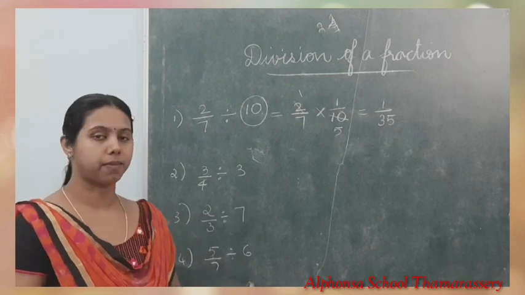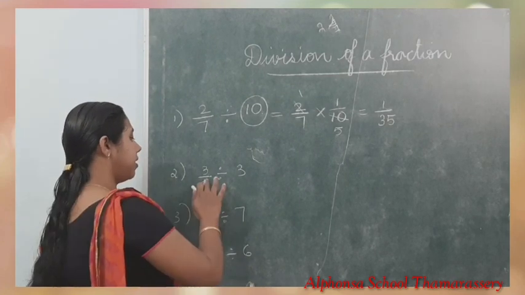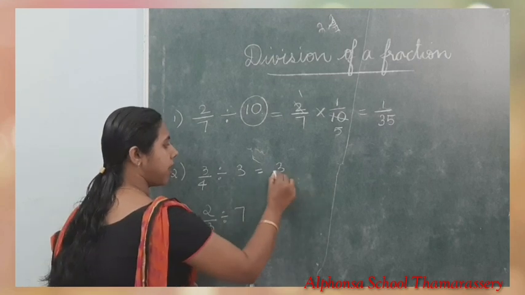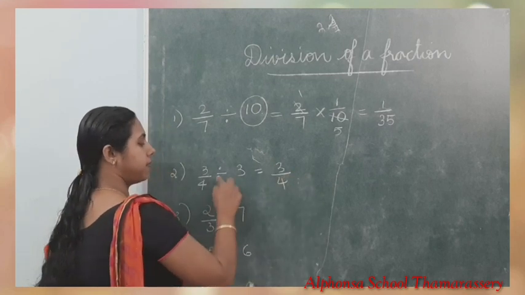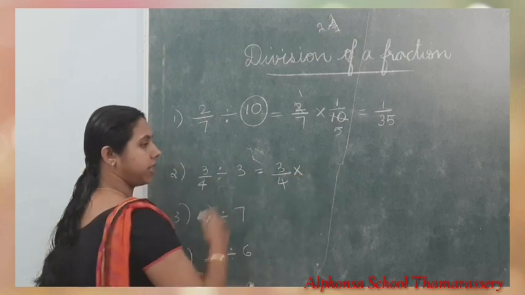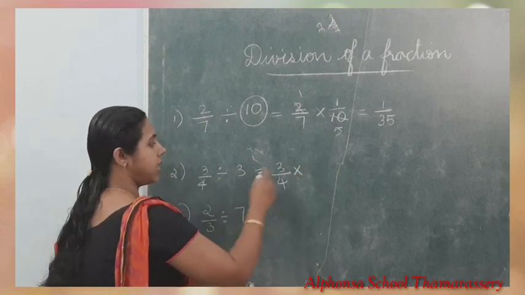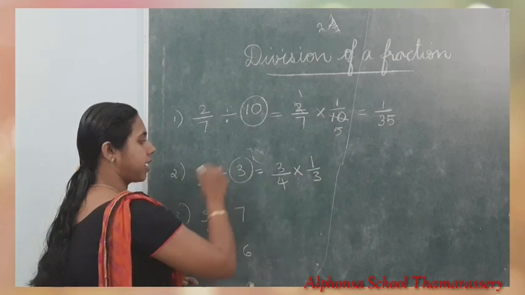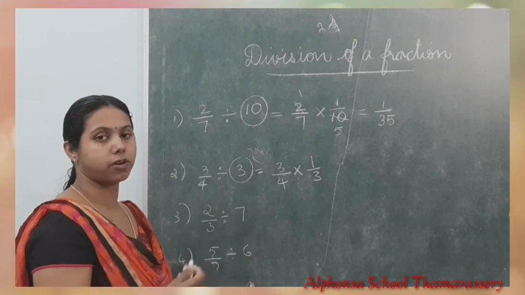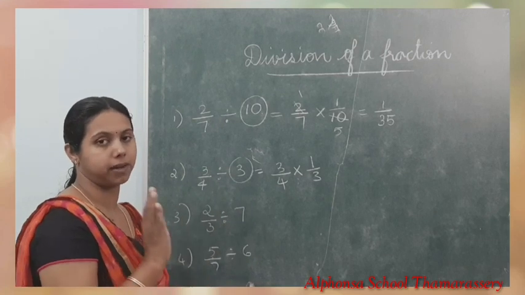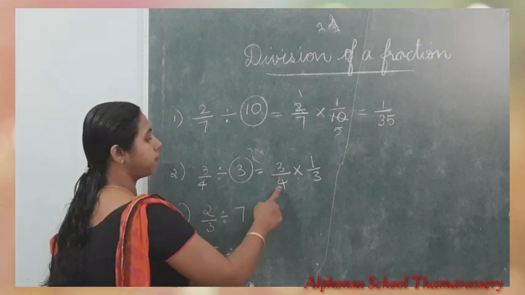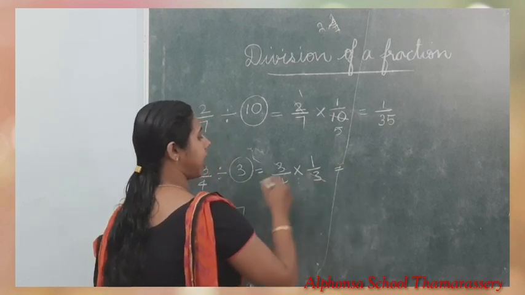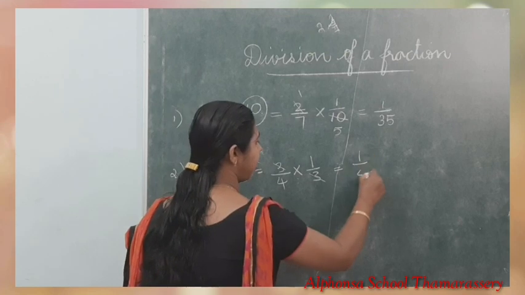Let us see few more examples. 3 by 4 divided by 3. So 3 by 4, division changes to multiplication. Reciprocal of 3 is 1 by 3. Always you have to take the reciprocal of the second fraction or second number, whatever it is. So 3 by 4 into 1 by 3, which is equal to 3 and 3 cancel. Then what is left here? 1 by 4.